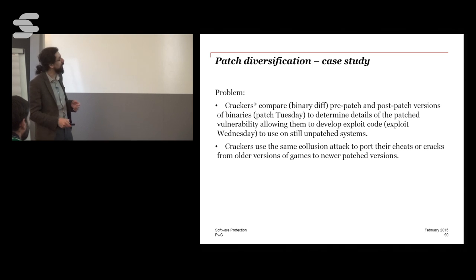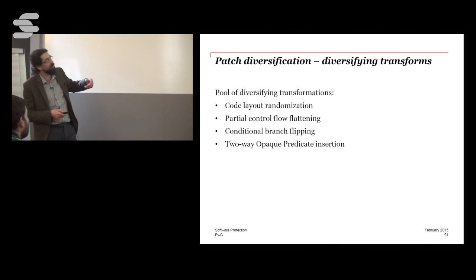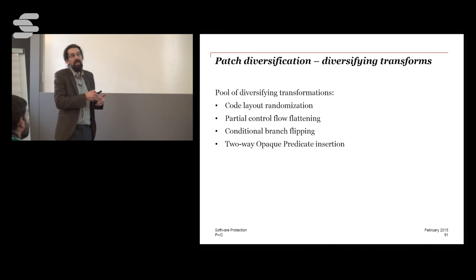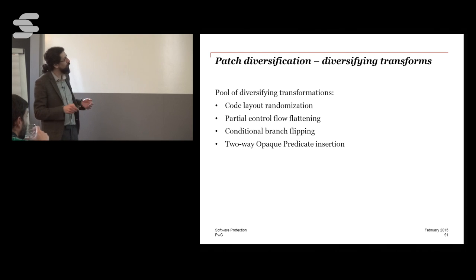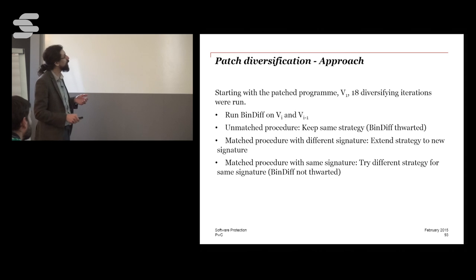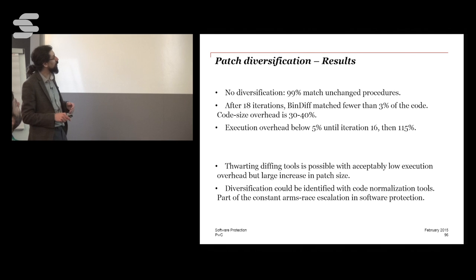So they have these diversification transforms that they run, and the output is that you take the patched version and the pre-patched version and diff them. Beforehand, BinDiff manages to remove something like 98% of all code, leaving you with 2% of the code that has changed. They managed to drop that so that only 2 to 6% of the code looks like it's still the same, and 96% has changed. They do this by running something like 18 diversifying iterations, which they found was about optimal. This is explaining what I've just said, essentially.